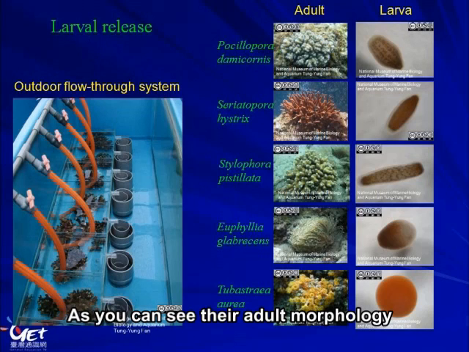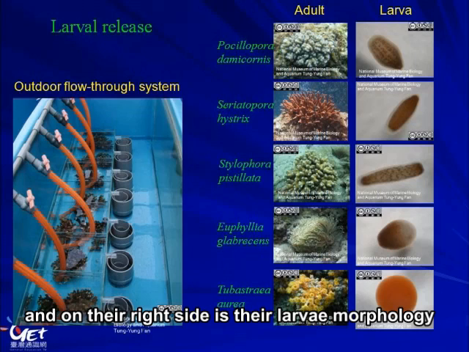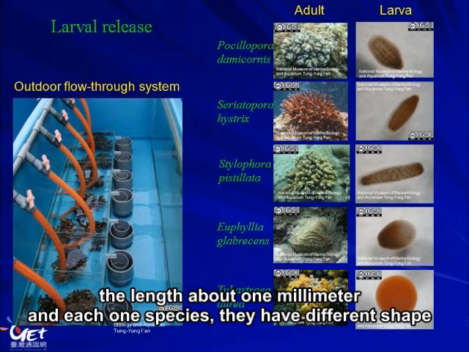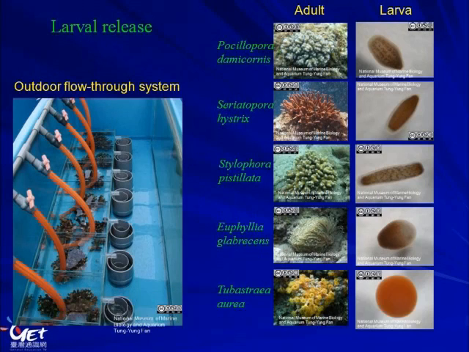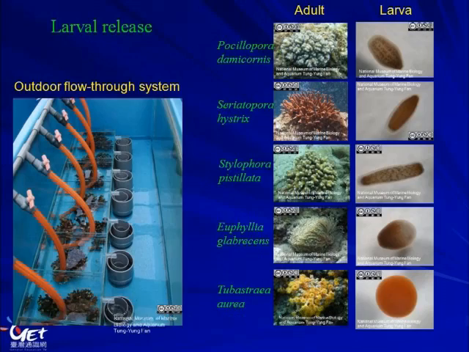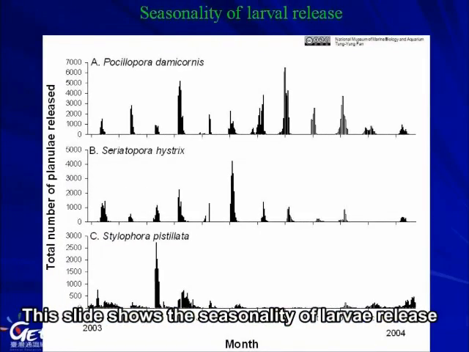And Euphyllia glabrescens and Tubastraea aurea are very common brooder species in southern Taiwan. As you can see, their adult morphology, and on the right side is their larva morphology. The larva length is about 1 millimeter, and each species has a different shape and pattern of the distribution of zooxanthellae.